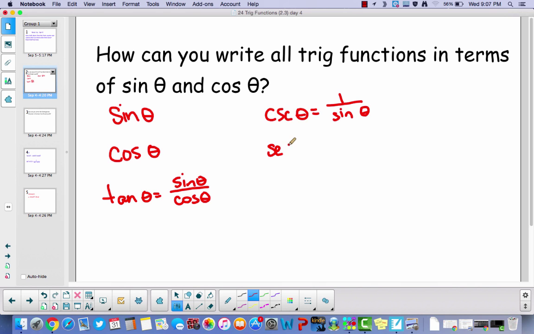Secant of theta is 1 over the cosine of theta. And cotangent of theta is the reciprocal of tangent of theta, so it is cosine of theta over sine of theta. We're going to use those today to come up with some trig identities and use those for some problems.